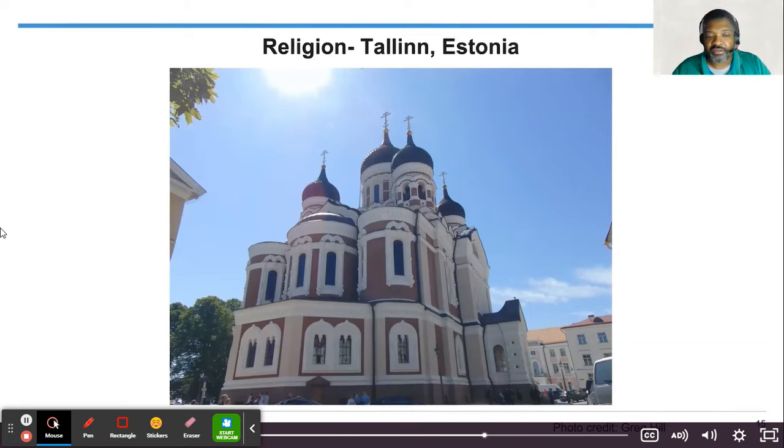Here in Tallinn, Estonia, you have the Alexander Nevsky Cathedral. It is an Eastern Orthodox church which shows the Russian influence on the former Soviet Republic.